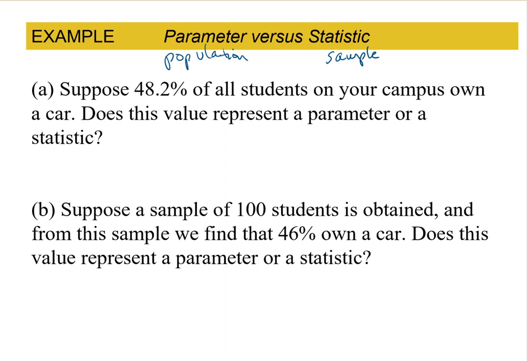So if we suppose that 48.2% of all students on your campus own a car, does that value represent a parameter or a statistic? Because that is a percentage of all students on your campus, that would be a population characteristic and therefore a parameter.